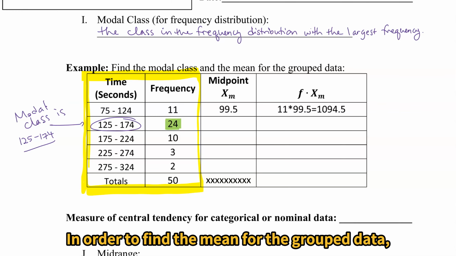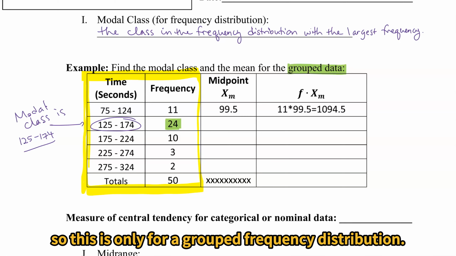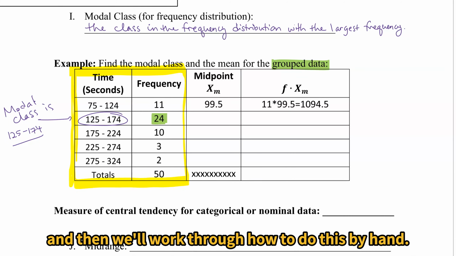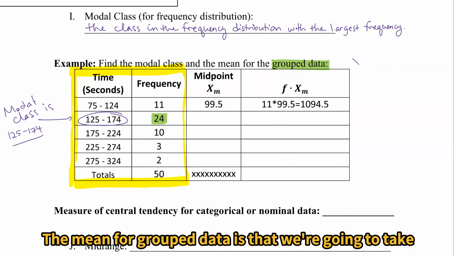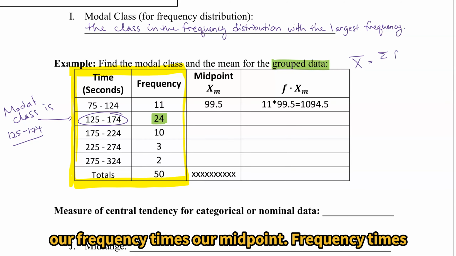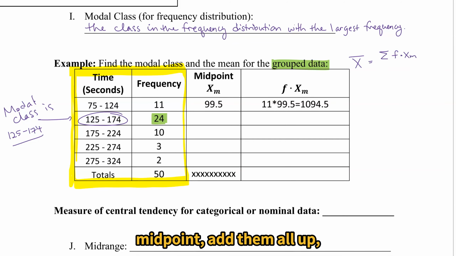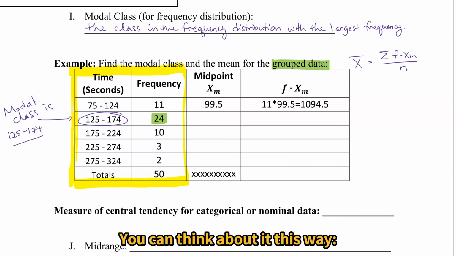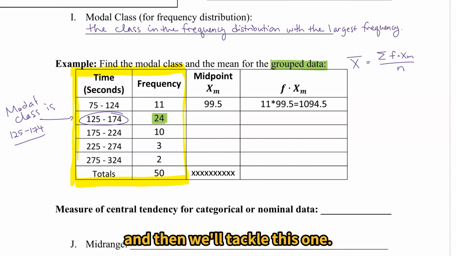In order to find the mean for the grouped data, so this is only for a grouped frequency distribution, I'll write the formula here on the side and then we'll work through how to do this by hand. The mean for grouped data is that we're going to take our frequency times our midpoint, frequency times midpoint, add them all up, and divide by the total number of data values. You can think about it this way. I'm going to do a simple example on the side and then we'll tackle this one.